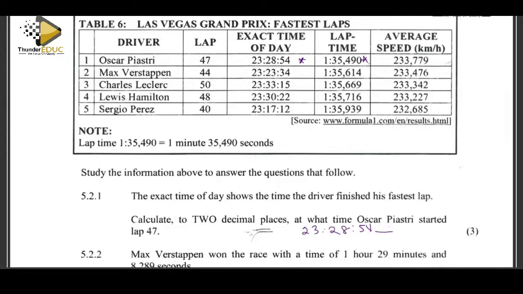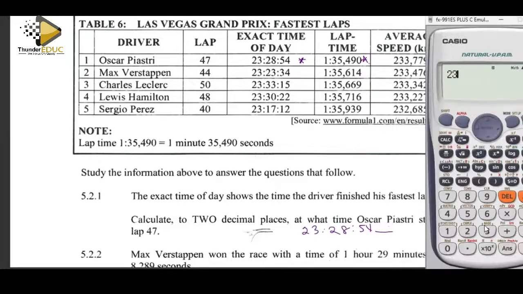We're going to do that and we shall say 23, 28, 54 minus 1, 35, 490. All right.